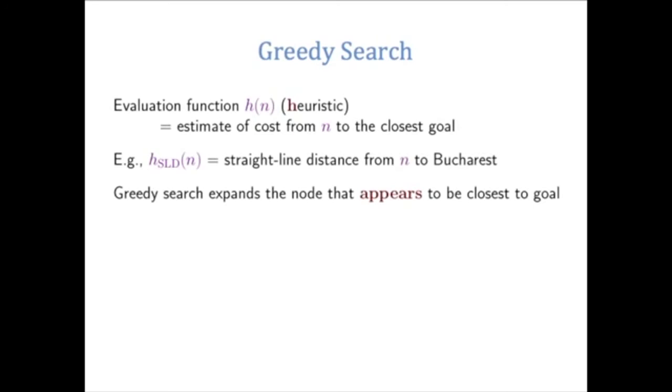Okay, with that, let's take a look at greedy search. Greedy search uses an evaluation function, a heuristic, that estimates the cost of getting from our current node N to the closest goal state. Now, in our Romania example, we only have one goal state, and so the closest goal is going to be Bucharest. So the heuristic we're going to use is the straight line distance from any node N to Bucharest. And greedy search expands the node that appears to be closest to the goal. Why do I say appears? Well, because remember that the roads aren't really perfectly straight, and there might be one with a shorter straight line distance, but which actually took greater mileage. Maybe it went over the mountains and there are lots of curves, something like that.